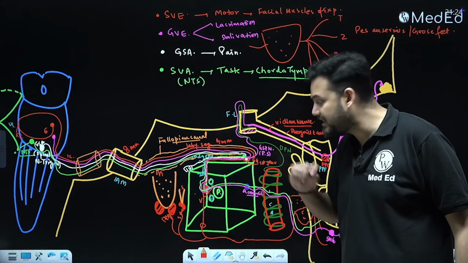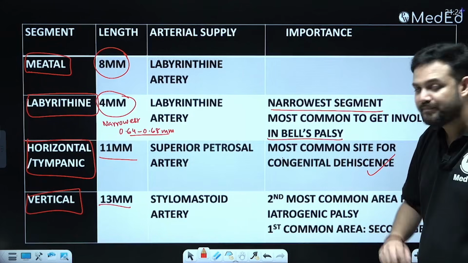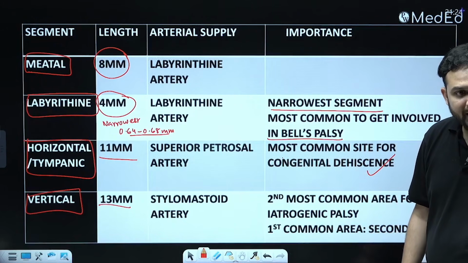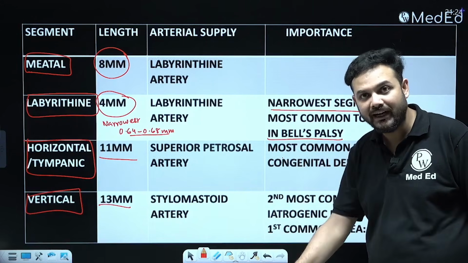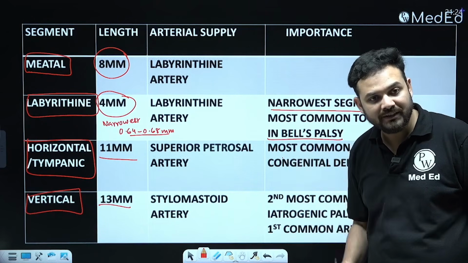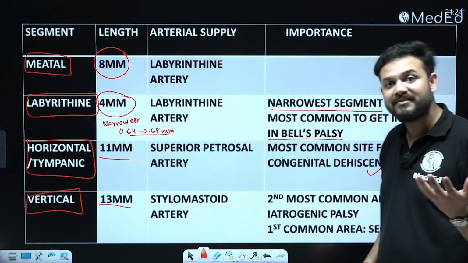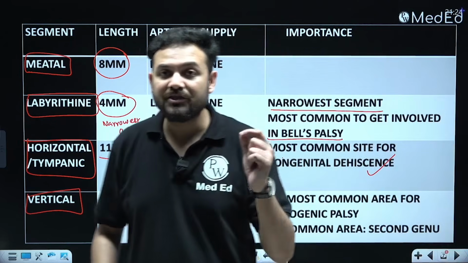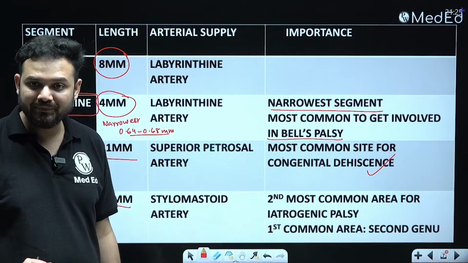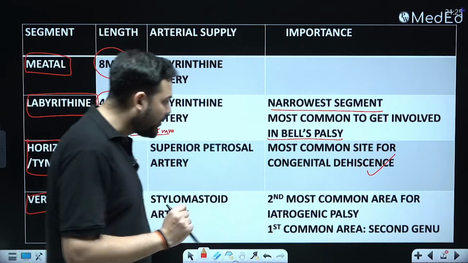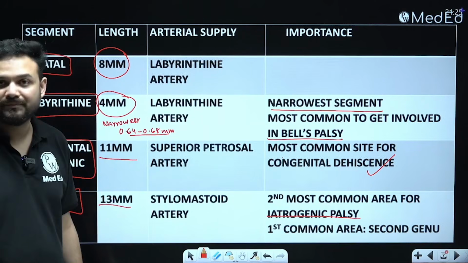So most common congenital dehiscence is seen in which segment? It is seen in your tympanic segment. That is the most important question. And finally comes your questions from the vertical segment. Vertical segment मतलब seedha from the pyramid up till the stylomastoid foramen. Vertical segment is the most common segment to get injured by iatrogenic injury. Iatrogenic मतलब during mastoidectomy. So that is the most common area to get injured causing iatrogenic palsy.